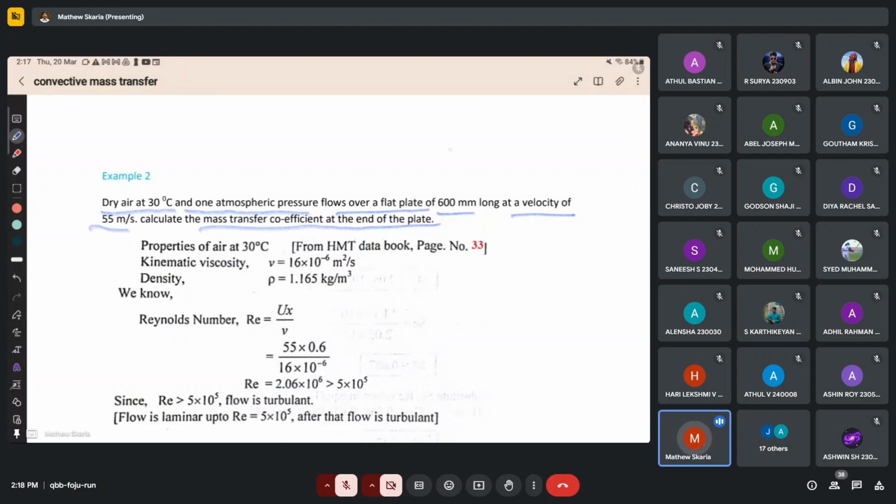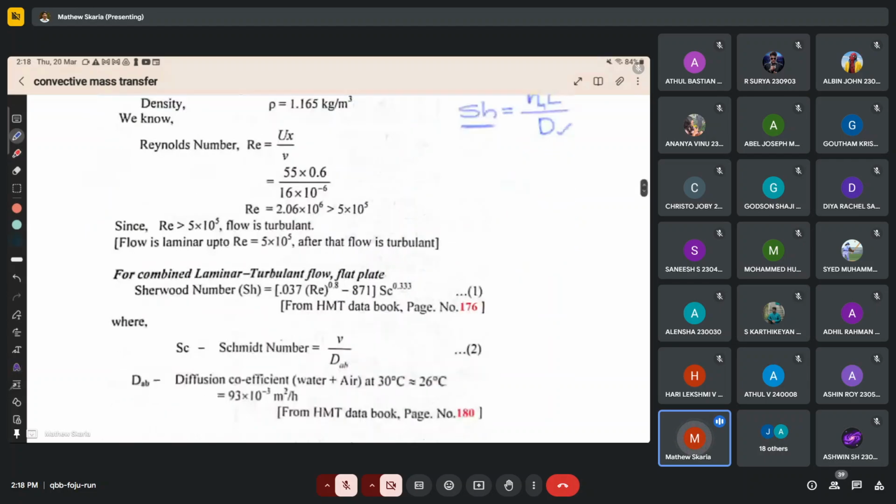So, in order to find the mass transfer coefficient, we know the expression. The mass transfer coefficient is from the Sherwood number. Sh is equal to hL by k, but instead of k, it is D. So I'll put it as hm, where hm stands for the mass transfer coefficient. So that's the expression. Length we know. Diffusion coefficient we have to get from the table. Then the Sherwood number we can get from the empirical formula.